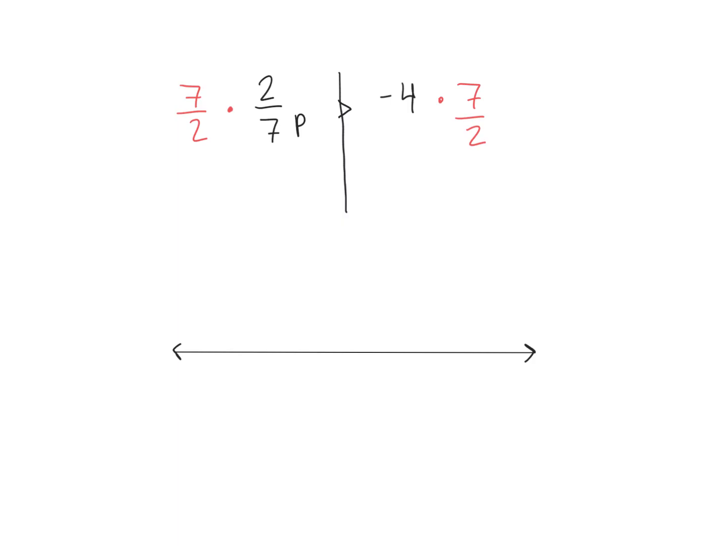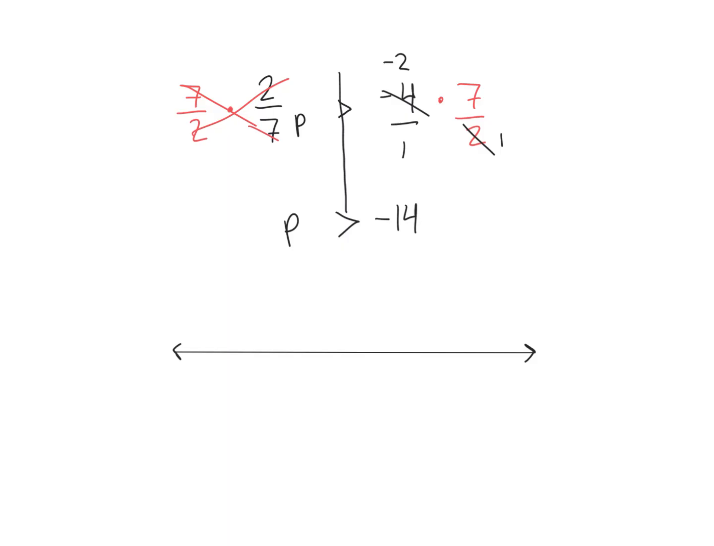Okay? What happens here? Well, 7's cancel, 2's cancel. I'm left with p is greater than, and then over here I'm going to write -4/1. I see that -4 and 2 can be simplified into -2 and 1, because I can divide both of those by 2. On the bottom I just get 1, so I know I'm going to have a whole number. -2 times 7 is -14.